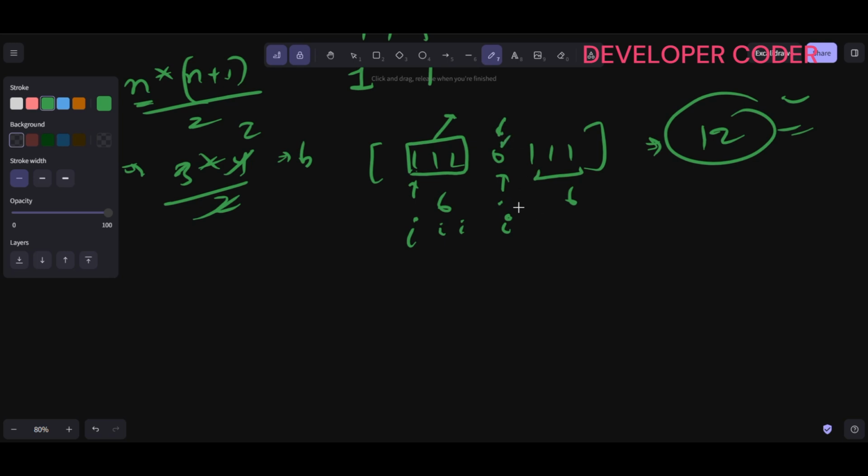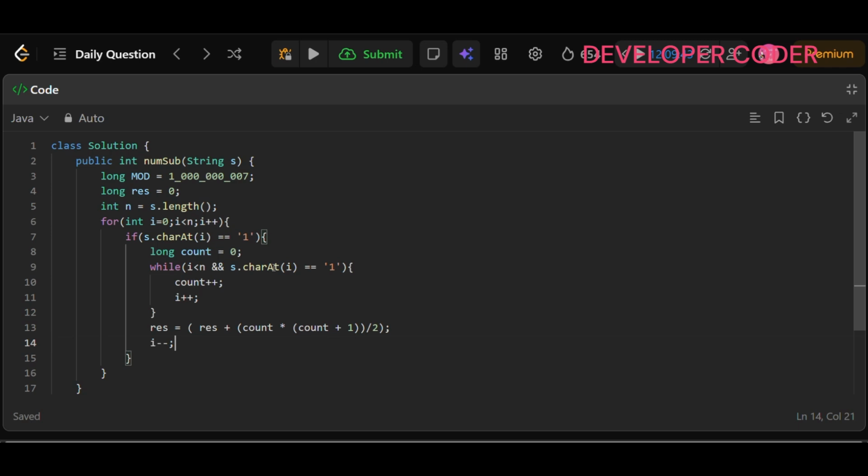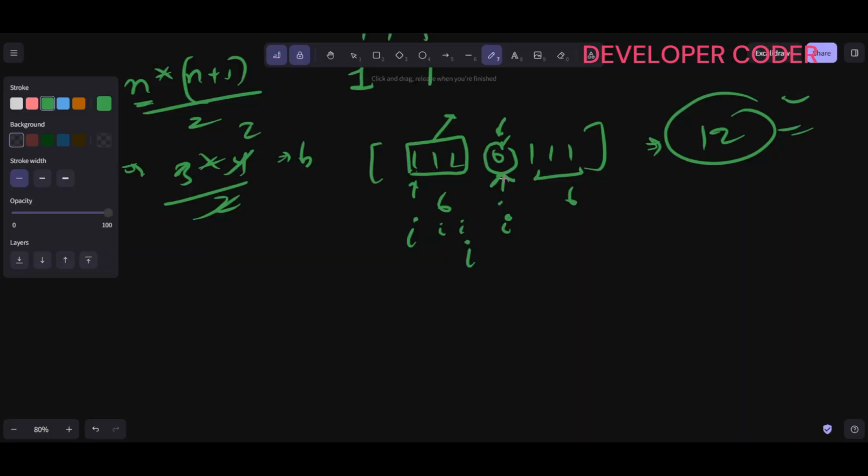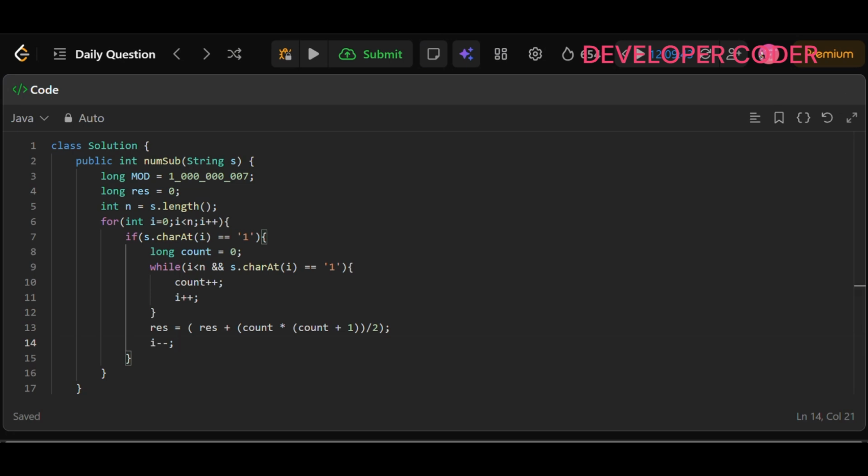In that case, you can move i one step backward, and then the next iteration you can start from here. But I think we are good if we skip this index, because we are breaking this while loop when we have 0, so there is no need to check this value also. I don't think there is any requirement of this. We can skip it. Let's skip it. Okay, that's it.